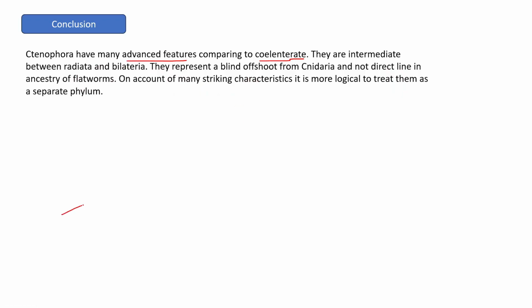As we follow the course of evolution, it is a blind offshoot from the Cnidaria, and not a directly evolved group from the cnidarians. The directly evolved group is the platyhelminths, that is, the flatworms. So it is an offshoot, and because of that it is merely logical to treat them as a separate phylum. So that's it.